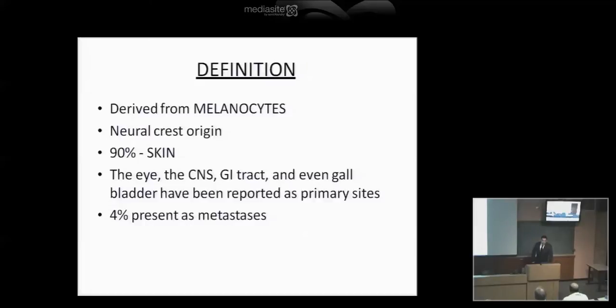So the definition of melanoma. Melanoma is a tumor that is derived from melanocytes. Melanocytes are cells of neural crest origin. They occur in various parts of the body. 90% of melanomas arise from melanocytes in the skin. However, they can also arise from the eye, the central nervous system, and rare sites like the gallbladder and the GI tract may also be reported as sites of primary lesions. About 4% of patients' melanomas present as metastases, and a primary lesion is never found.